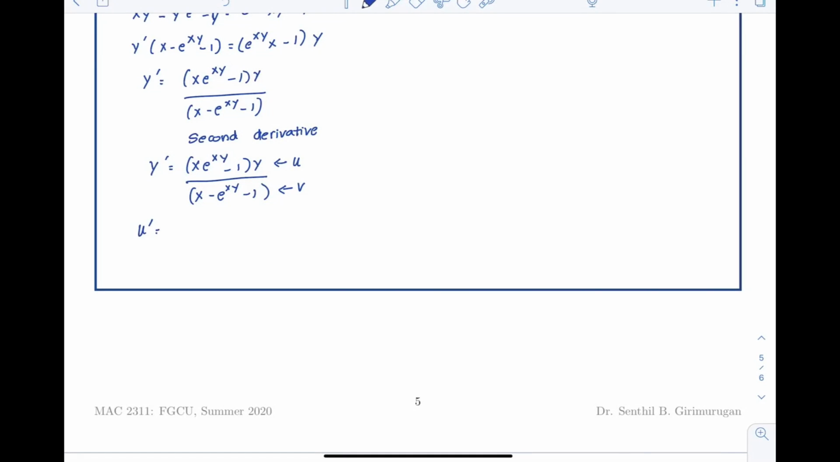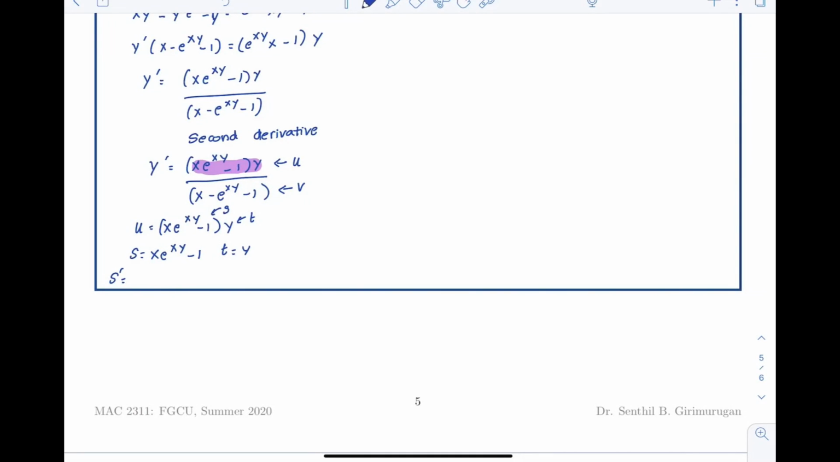So u prime is the derivative of the numerator. And we have to use product rule multiple times. So in the numerator, we have another u and v. So for the quotient rule, I don't want to call it uv again, so I'm just going to call it s and t. So s would be x e raised xy minus 1, and t is simply y.